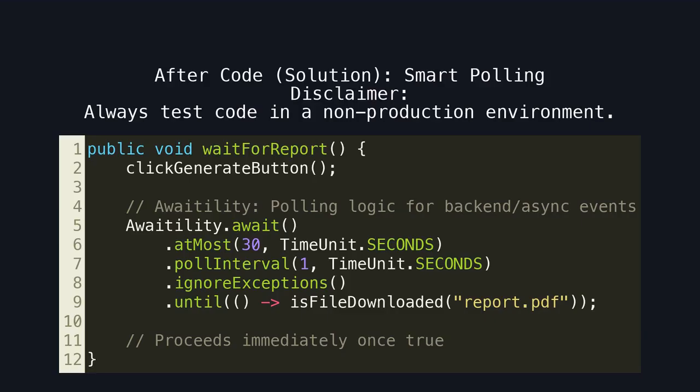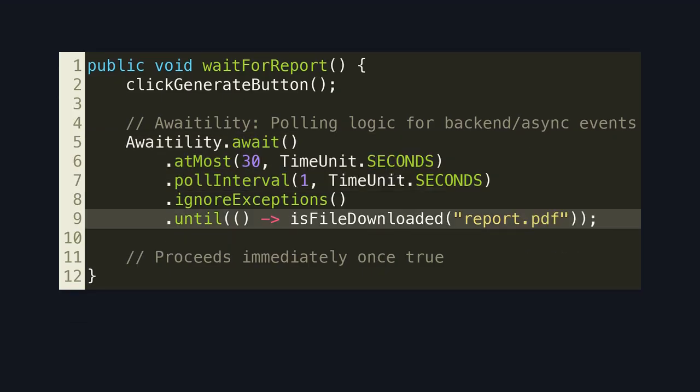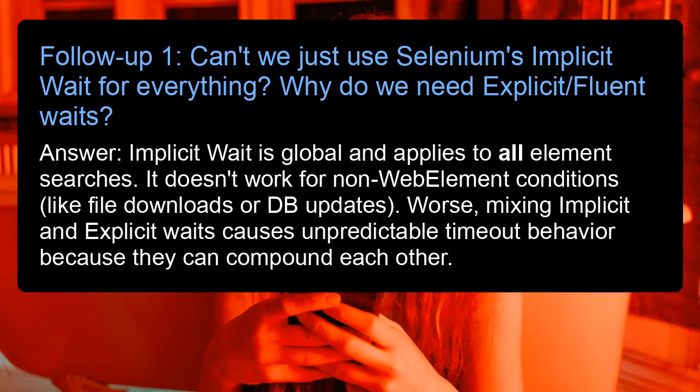After code solution, smart polling. Disclaimer: always test code in a non-production environment. We define the boundary. We wait at most 30 seconds, but we check every single second. This makes the test dynamic. It handles the worst-case scenario while optimizing for the best-case scenario. We provide a Lambda function as the exit condition. As soon as this returns true, the wait breaks. This ensures the test runs exactly as fast as the application allows. Zero wasted time.